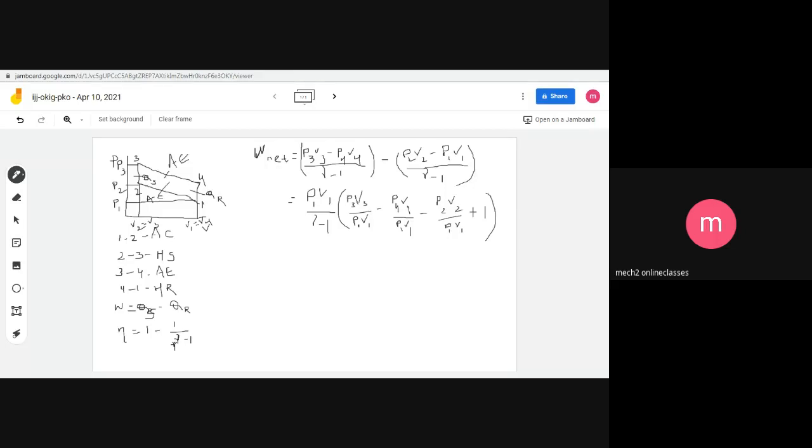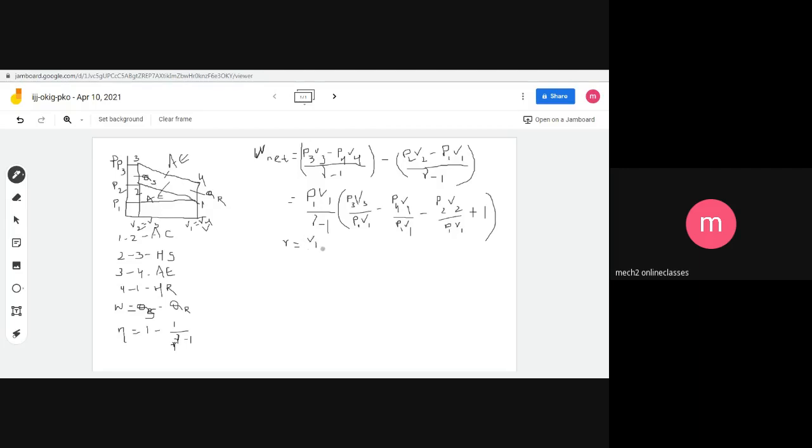I need to take the R value, the compression ratio. R is nothing but the compression ratio. How will I take this R value? From the volumes, V1 by V2, the swept volume. So R is equal to V1 by V2.